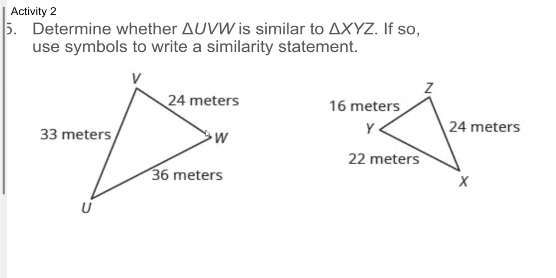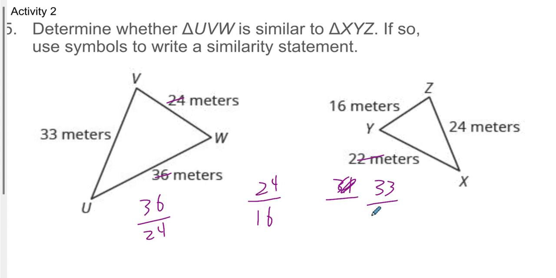So here's how I would go about proving that. So I have to make some proportions. This is just going to be some division. The biggest side on this one is 36, so 36 divided by the biggest side here, 24. Then I'll do the smallest side on this one, which is 24, over the small side here, 16. And that leaves me with the only other side of 33 over 22.